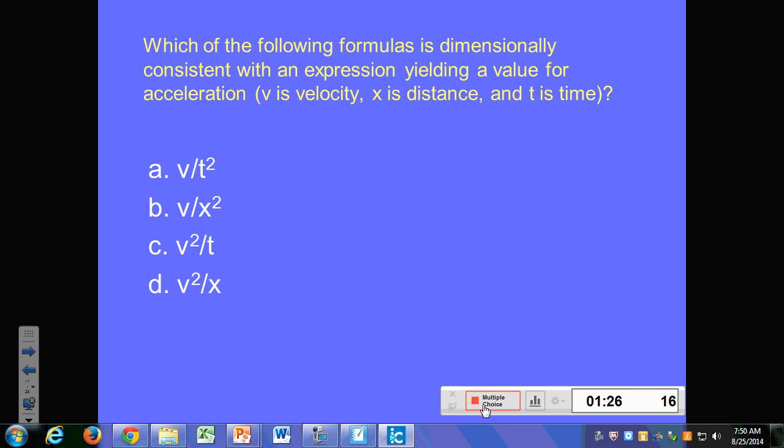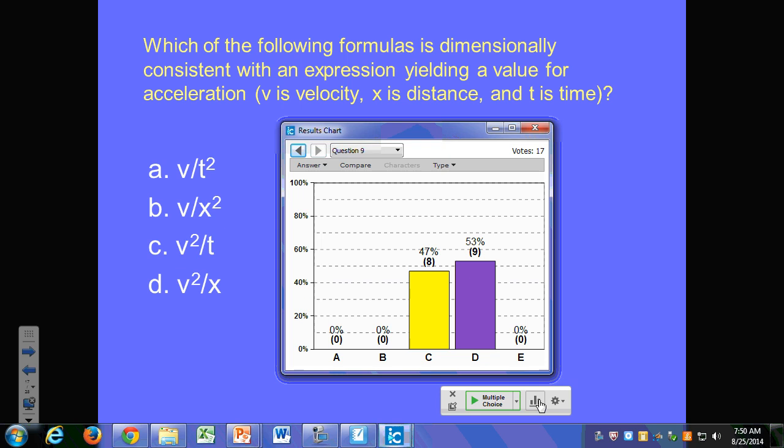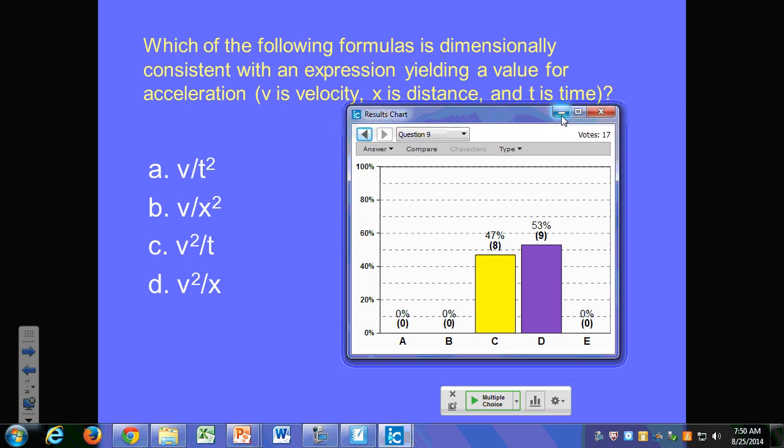Just a few more seconds. I'll stop at 1:30. Okay, it looks like we're sort of split between C and D.